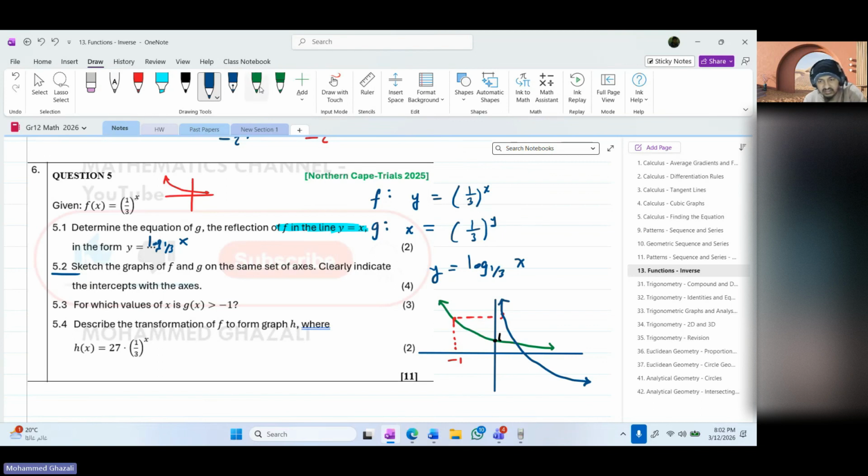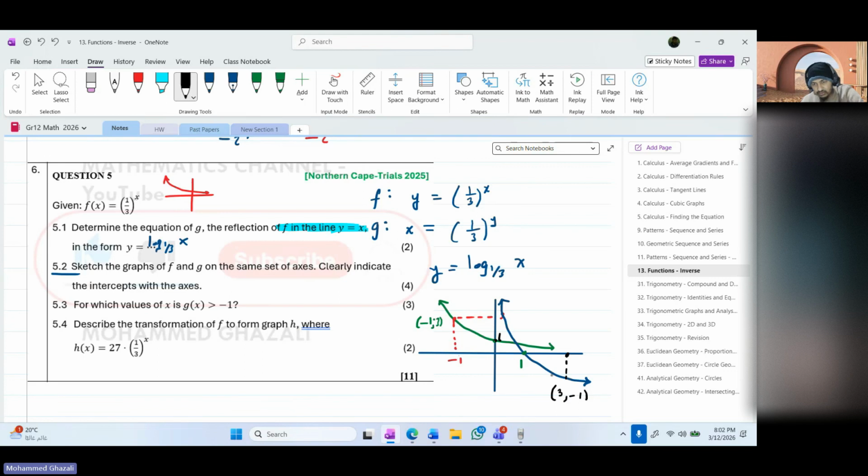I had (0, 1) on F. Now it becomes (1, 0). I had (-1, 3) on F. So on the G graph, it will become... no, I had (-1, 3). It will become (3, -1). So 3 will become -1. So that point is (3, -1).